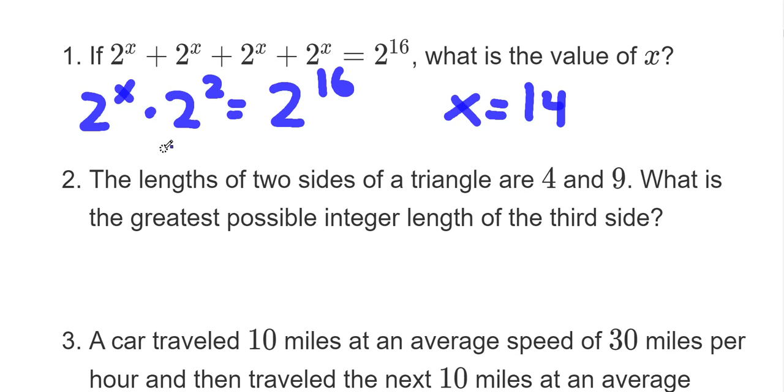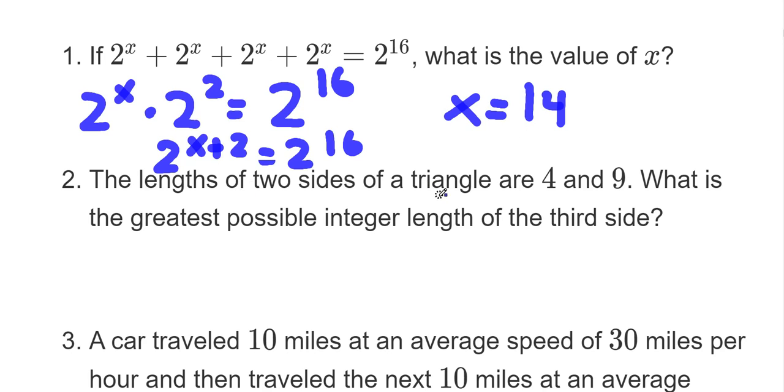So I'm going to rewrite it as x plus 2 equals 16, and now we can see it's pretty clear, okay? When you multiply exponentials with the same base, you keep the base and add the exponents. X plus 2 is 16, x clearly has to be 14.